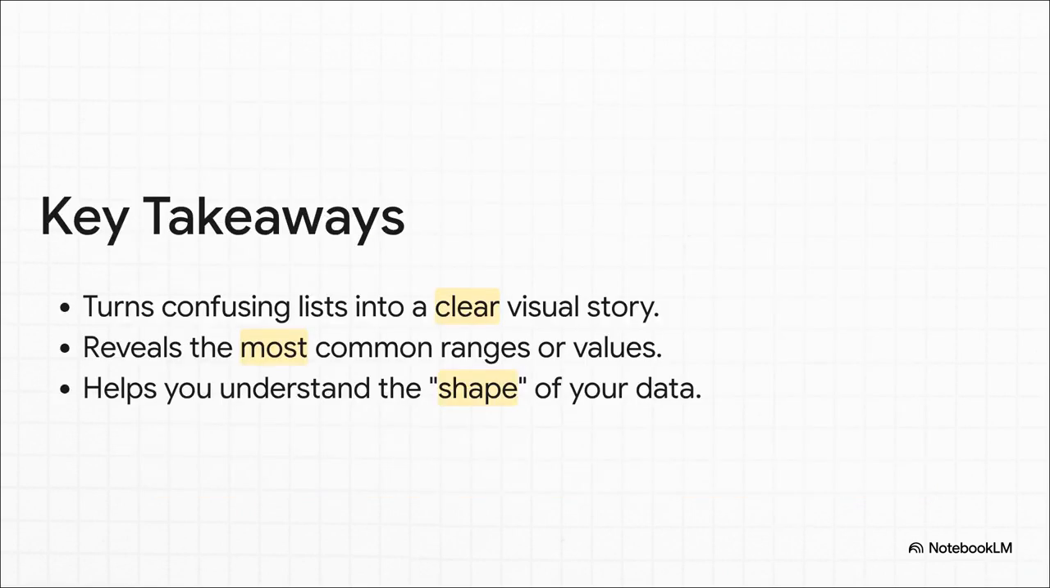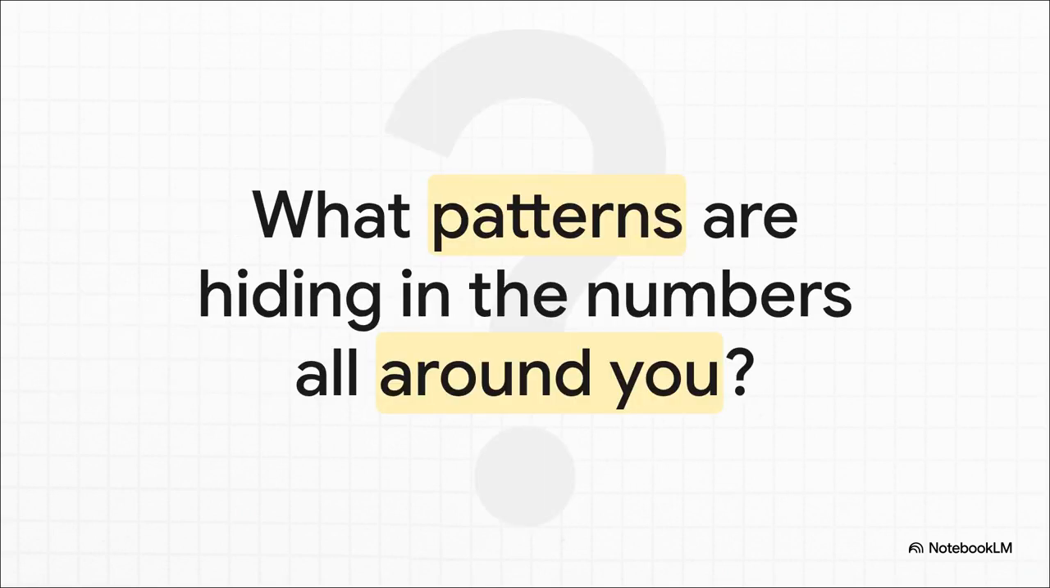So, what are the key takeaways? It's simple, really. A histogram transforms a confusing list into a clear visual story. It instantly shows you what's common versus what's rare, and it helps you understand the overall shape of your data in a single glance. It's just a powerful tool for instant understanding. And that leaves us with a final thought. We are surrounded by numbers every single day, in the news, at our jobs, and our hobbies. Now that you have this tool to make them talk, the only question left is, what stories are you going to choose to uncover?